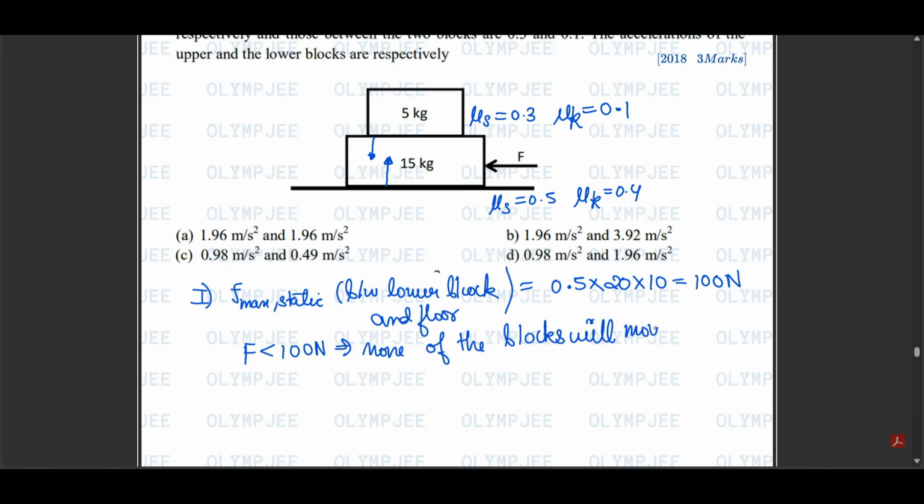Now assume that the second case is when you exceed the force by 100 newtons and it is still less than some value, then both the blocks will move and there will be no relative motion between 15 and 5 kg. So the acceleration of both the blocks will be same. So kinetic friction would be acting here because the 15 kg block is sliding, and static friction will be acting here since there is no relative motion but there is impending relative motion.